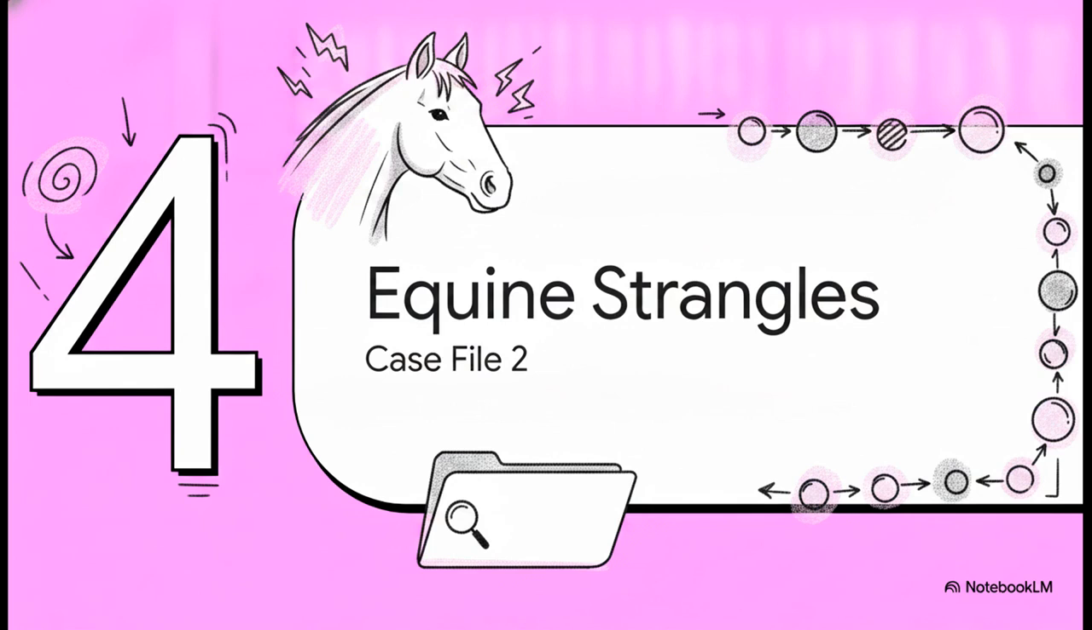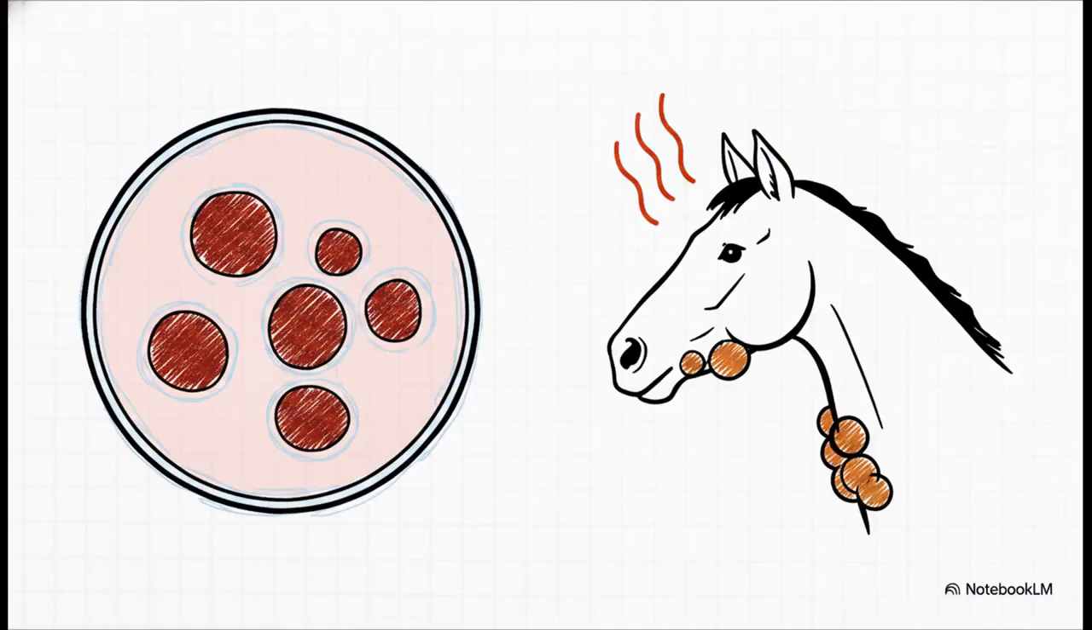All right, let's move to our second investigation. Section 4, Case File: Equine Strangles. Our main culprit here is Streptococcus equi subspecies equi, and its profile is striking. It's a Lancefield group C and intensely beta hemolytic. On an agar plate, it forms these large mucoid colonies that can be up to 4 millimeters across, which are massive red flags for severe respiratory infection.